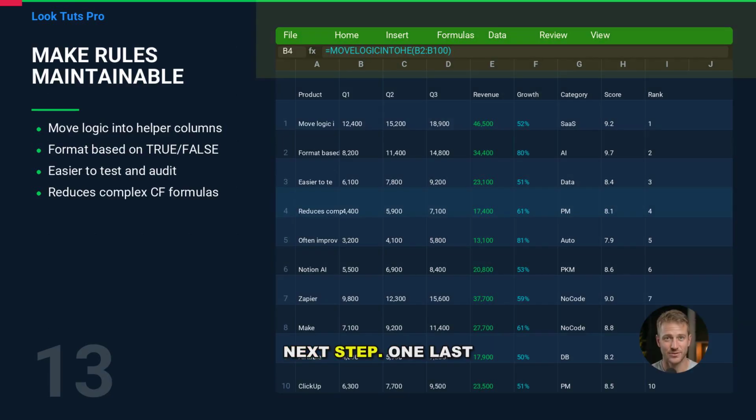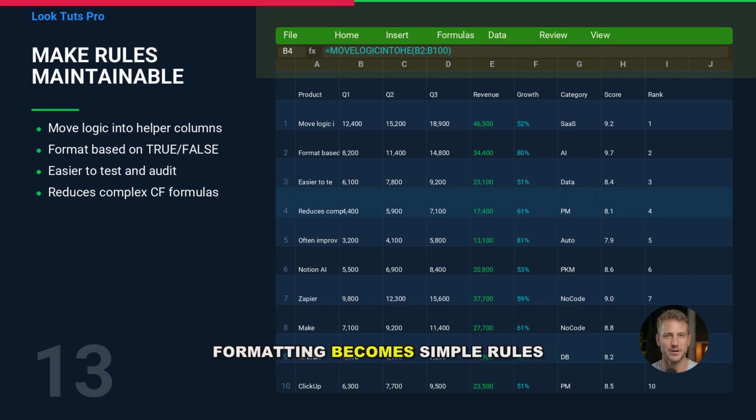Next step. One last tip that makes conditional formatting far easier to maintain. Separate logic from presentation. Instead of building a complicated conditional formatting formula, compute the condition in a helper column. For example, create a column that returns true when an invoice is overdue, or returns a category like high, medium, low. Then your conditional formatting becomes simple rules based on that helper result.